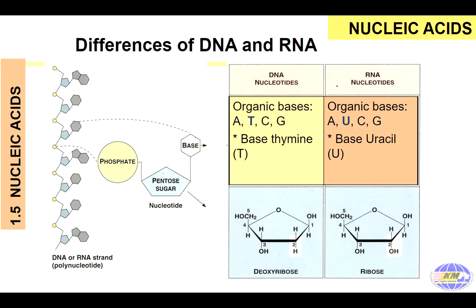Differences of DNA and RNA. The nitrogenous base of a DNA nucleotide can be adenine, guanine, cytosine, or thymine, whereas the nitrogenous base of an RNA nucleotide can be adenine, guanine, cytosine, or uracil. The pentose sugar of a DNA nucleotide is deoxyribose, whereas the pentose sugar of an RNA nucleotide is ribose.